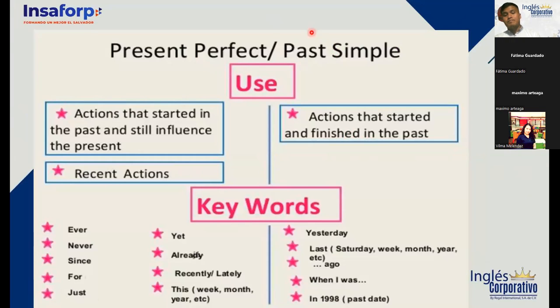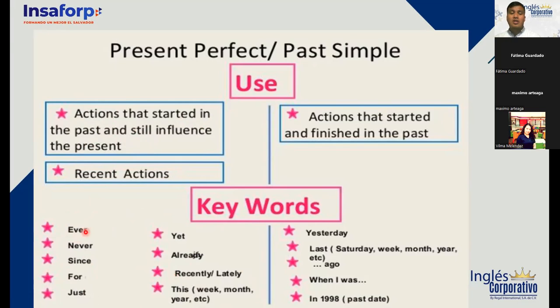So here we have, as it says here, keywords. Those keywords are going to be so helpful for you to identify the present perfect versus the past simple, or simple past. Once again, we have brief definitions of the tenses. Present perfect, as we know, is an action that started in the past and still influences the present, or recent actions. We have some keywords, those small words that are going to help us identify if we are referring to present perfect or simple past.